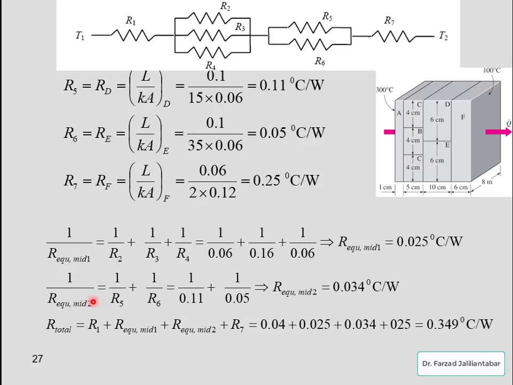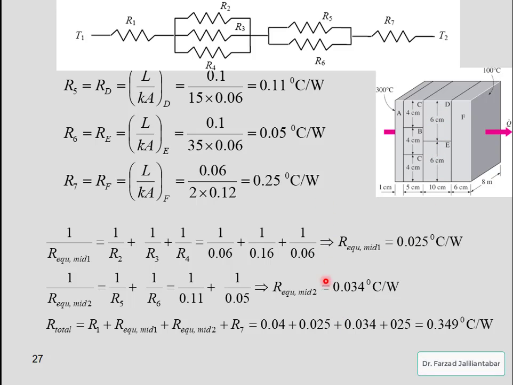Then we should calculate the equivalent R for this section of the wall, which consists of two parallel conductive thermal resistances R5 and R6. So 1 divided by R equal mid 2 is equal to 1 by R5 plus 1 by R6. By substitution of the values of R5 and R6 and solving this equation, we will have the equivalent R for this section of the wall.